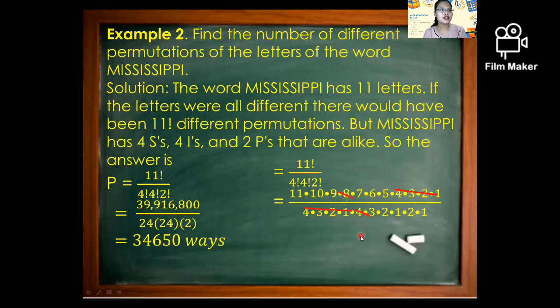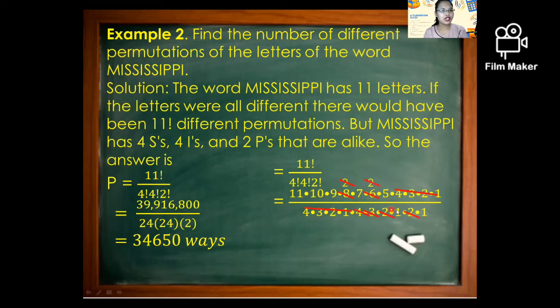Pwede rin natin i-cancel si 8 at si 4. 8 divide 4 is 2. So, meron tayong 2. Meron pa tayong pwedeng ma-cancel. Si 3 at si 6. So, 6 divide 3 is also 2. Yung 2, pwede uli natin ma-cancel. Since meron kang 2 dito, meron ka rin 2 dito, pwede rin natin yung i-cancel. Yung isang 2 sa denominator at yung isa pang 2 sa numerator. So, therefore, this is 1. Kahit hindi na natin ilagay yung 1, pwede na rin po yun. Meron pa tayong isang 2, pwede natin i-cancel.